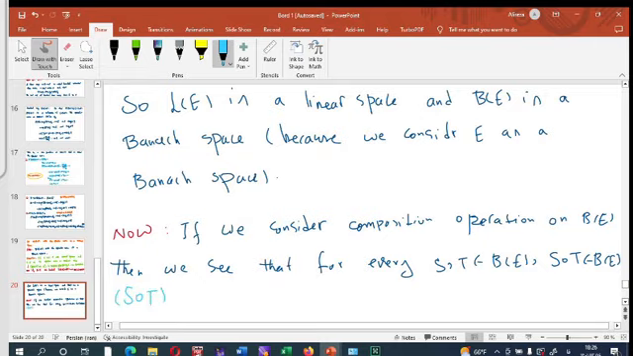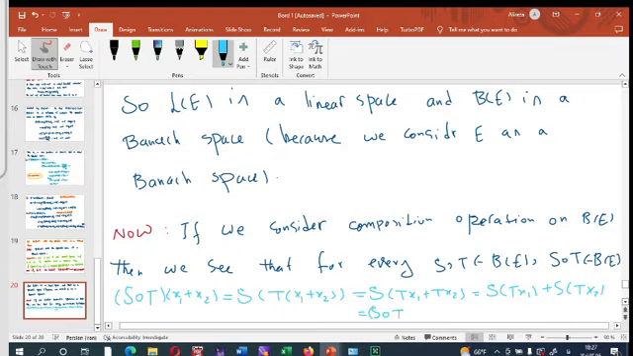S∘T of x1 plus x2 equal to S of T of x1 plus x2, and this is equal to S of T of x1 plus T of x2, because T is linear, and this is equal to S of T of x1 plus S of T of x2, and this is equal to S∘T of x1 plus S∘T of x2.